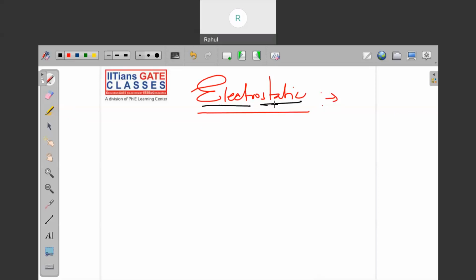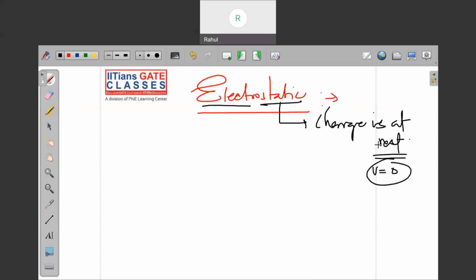Electrostatic means when charges are not in motion, when the velocity is zero, when the charge is at rest. Charge is at rest. What is the meaning of rest? The velocity is equal to zero, right? All these things you know, so I need not talk about them again.